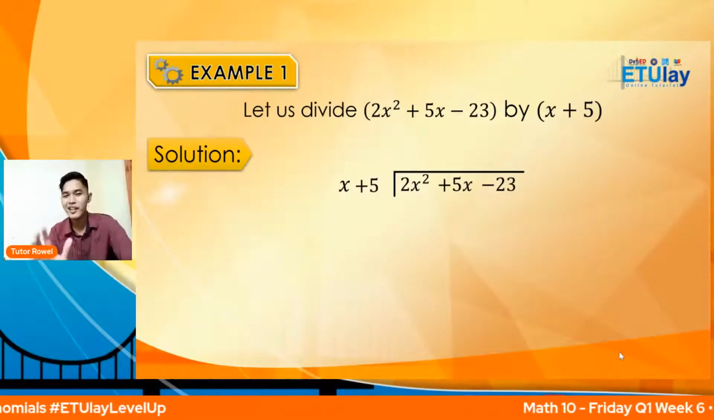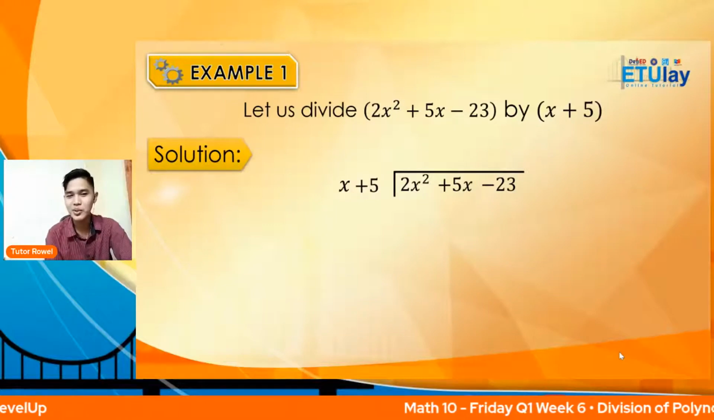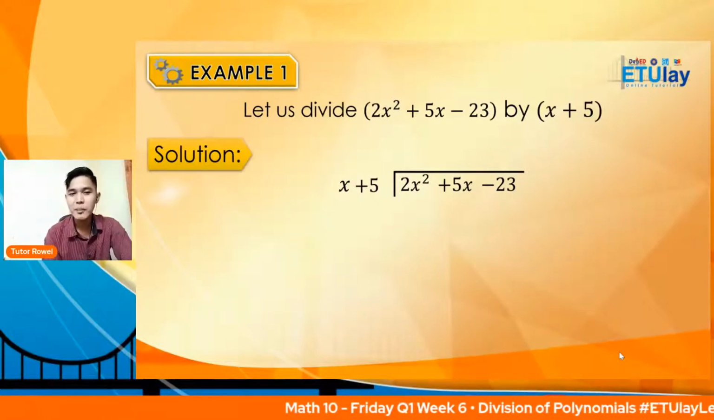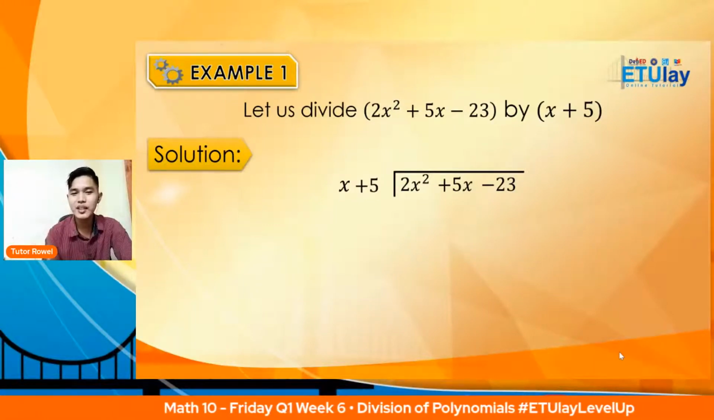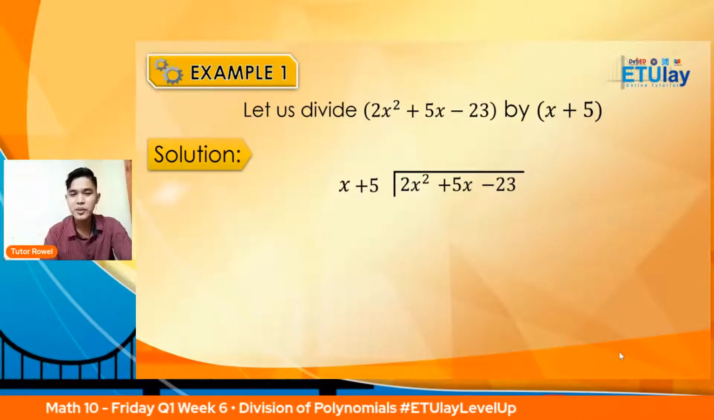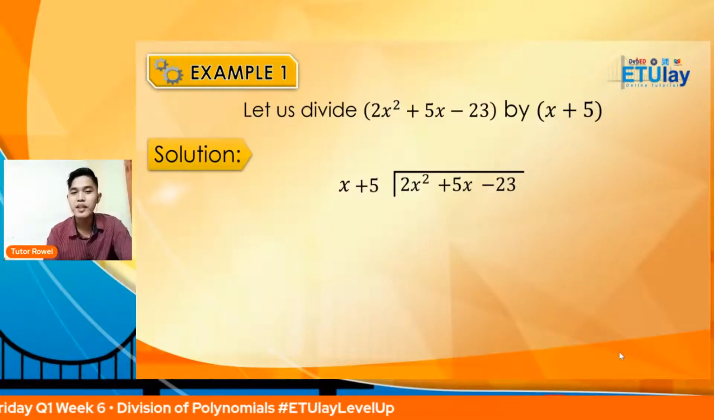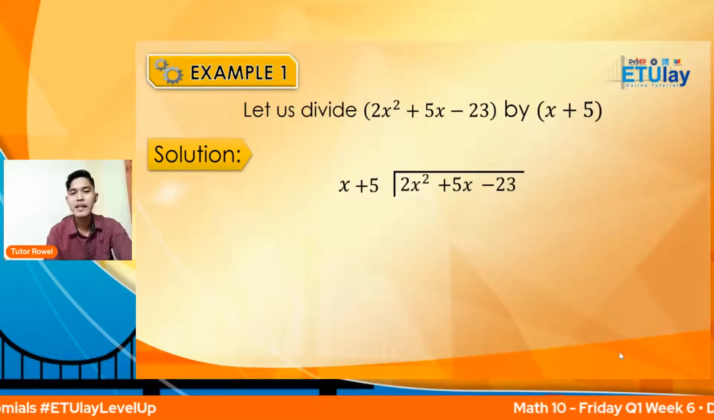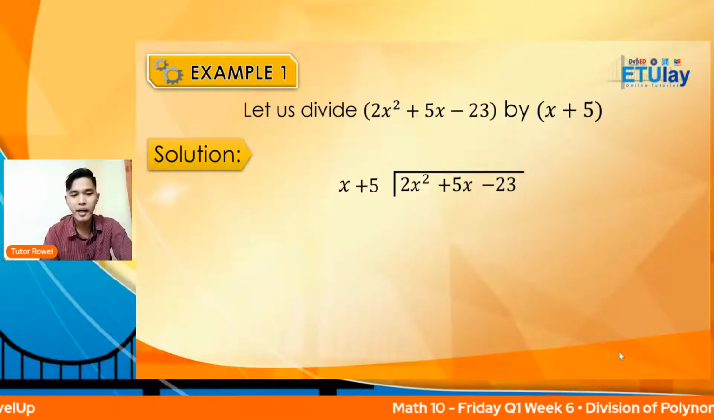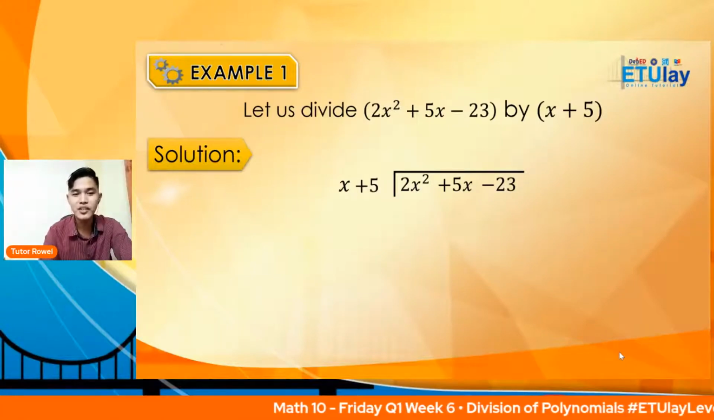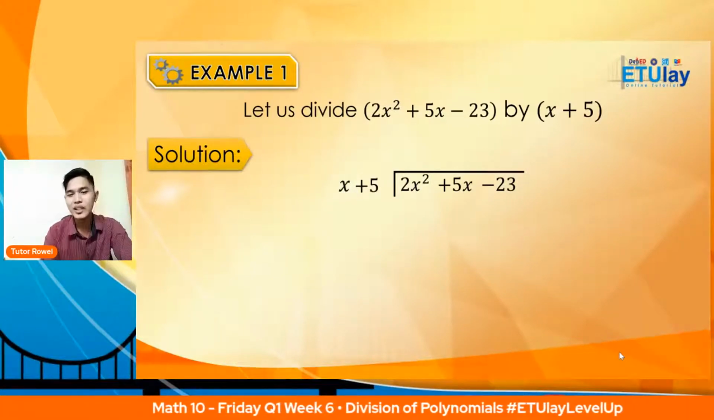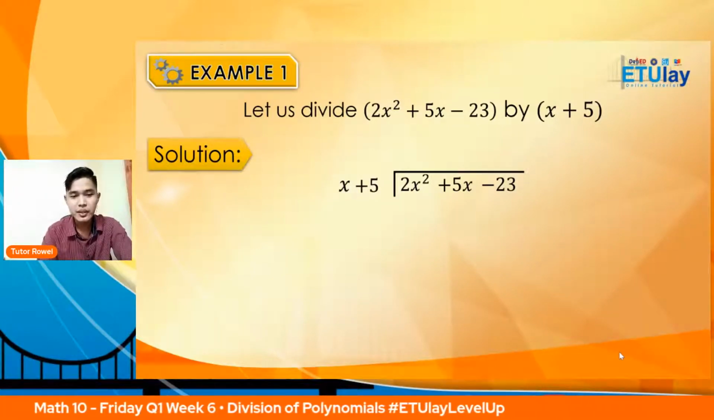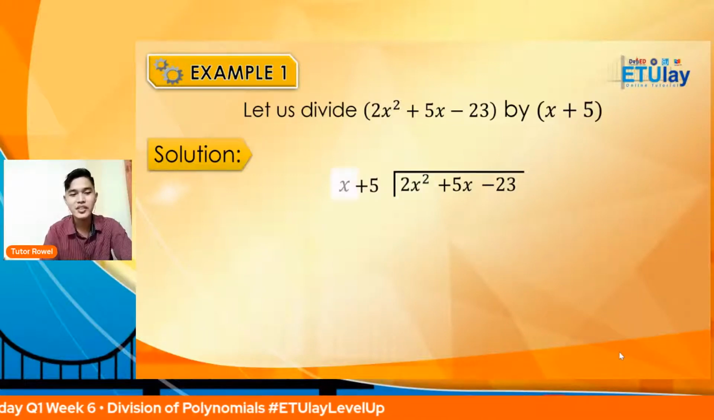O now, look at the given example or solution. Anong sunod? Ngayon magdi-divide tayo. The first thing to do, titingnan mo po yung first term ni dividend, which is 2x squared. I-divide natin yan by the first term ni divisor, which is x. Ulitin natin. I-divide po natin si 2x squared at si x.